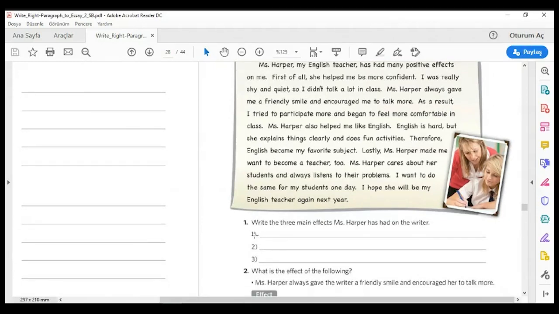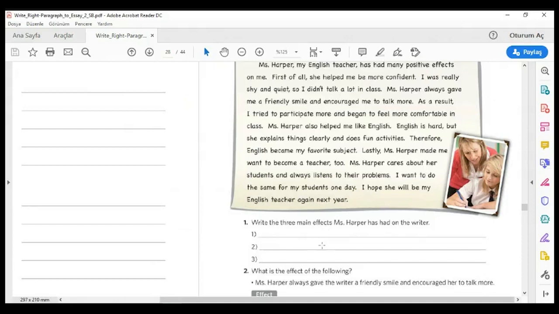Okay, so question number one: write the three main effects Miss Harper has had on the writer. So there's three in the text. You can find it here. I will do the first one with you. The first one is right over here. She helped me be more confident. So Miss Harper helped the writer be more confident.